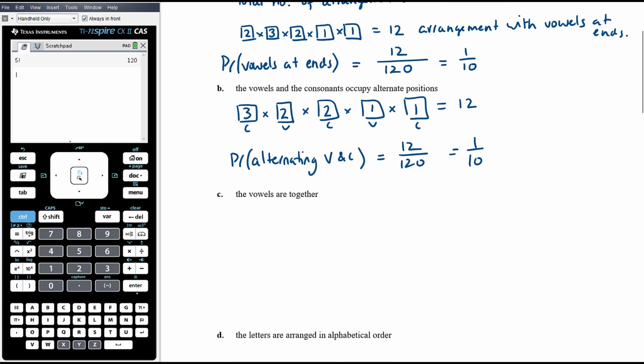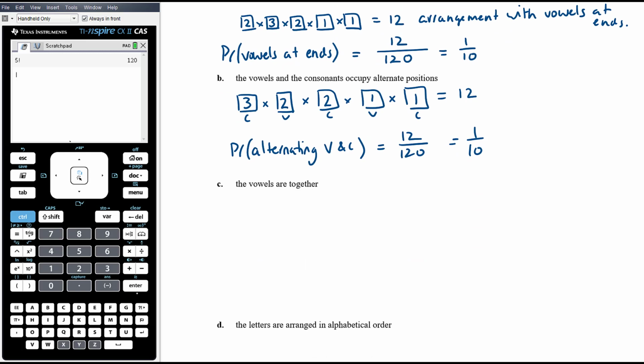Okay, part C, the probability that the vowels are all together. Okay, so this is best to think about the vowels as being just one object because they need to be grouped, and then we've got our 3 consonants. So actually we essentially have 4 different things to be arranged. There's 4 factorial ways for those things to be arranged, okay? And within the vowels, there are 2 ways for those to be arranged, or 2 factorial. So if you had 3 vowels, you could say there's 3 factorial ways that those can be arranged. So essentially, this is 2 factorial times 3 factorial, okay?